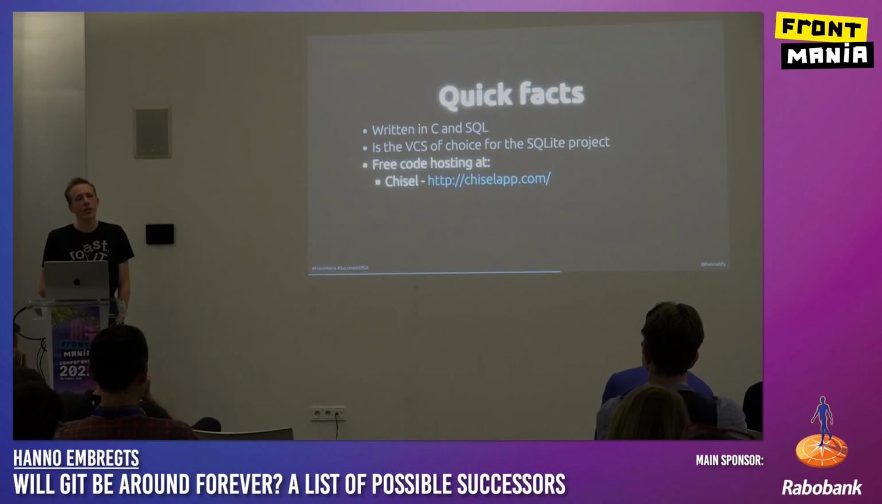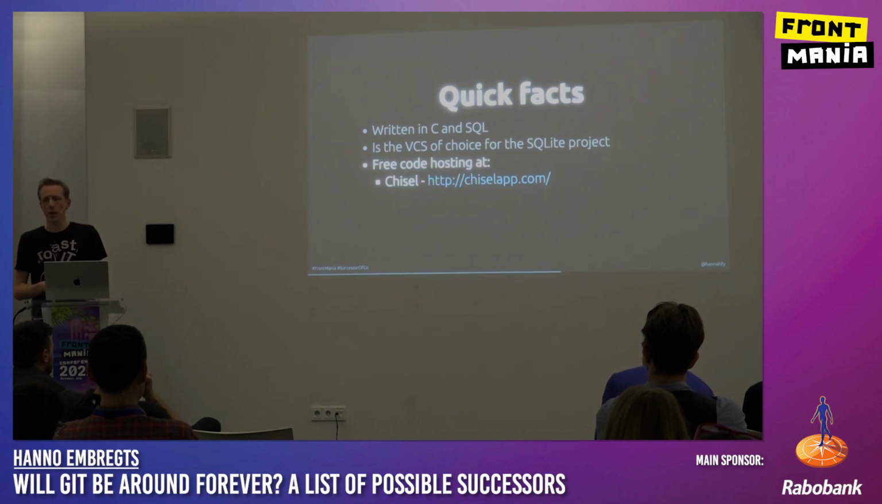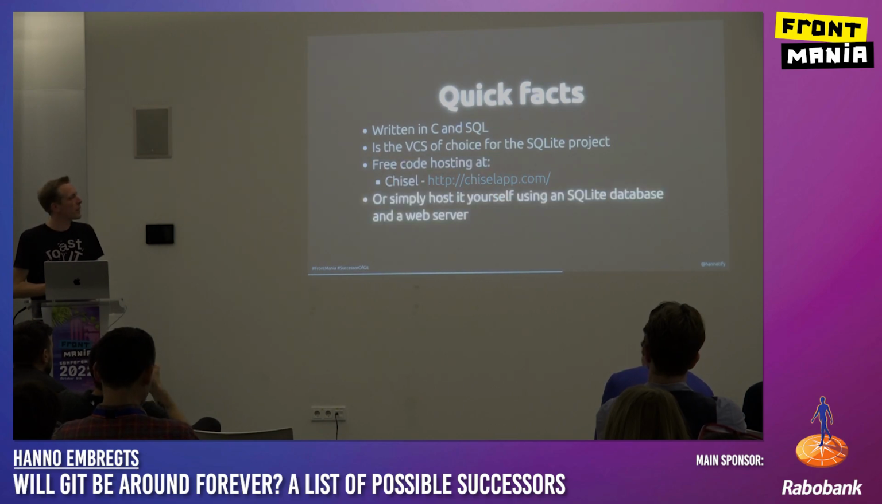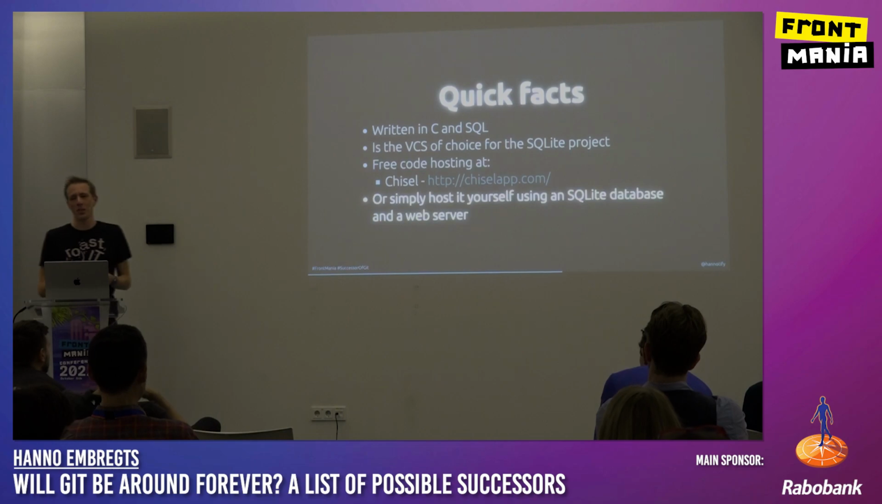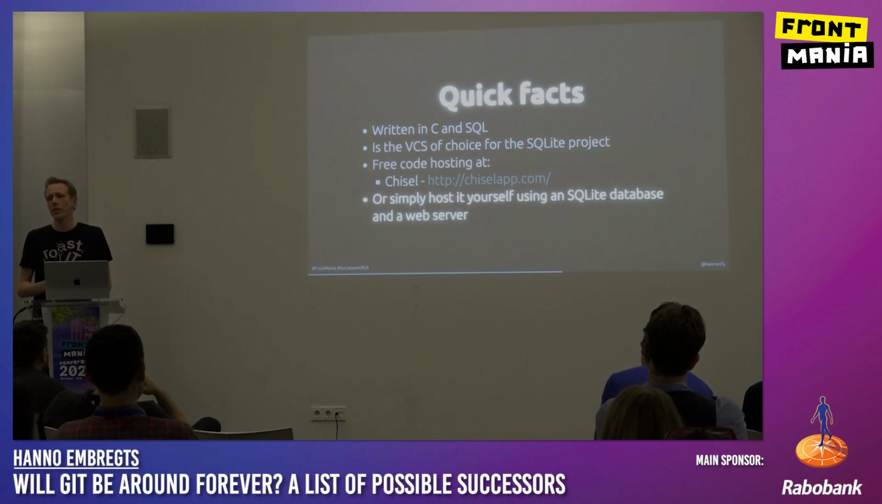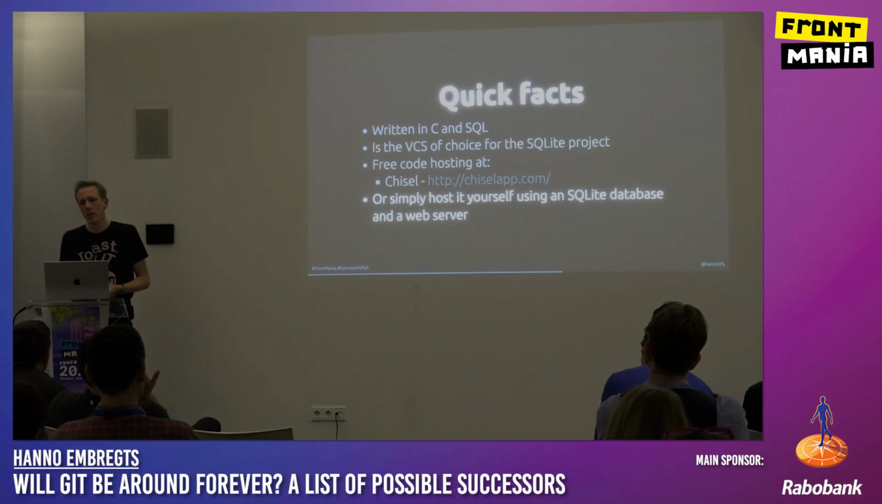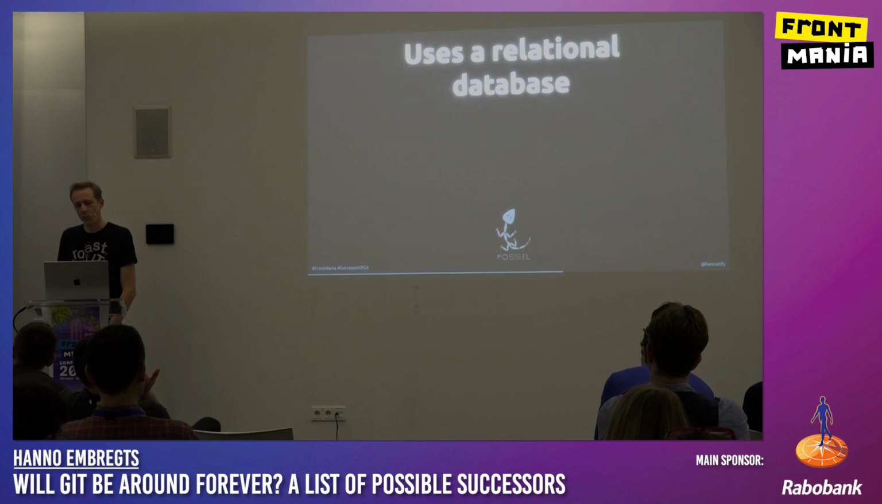And it also offers free code hosting. The app is called Chisel, chiselapp.com. You can host your own repositories there. But actually, because these projects benefit from each other, it just uses an SQLite database to store its revisions. You can simply host it yourself. You just need an SQLite database and a web server. So any hosting provider could do the job.